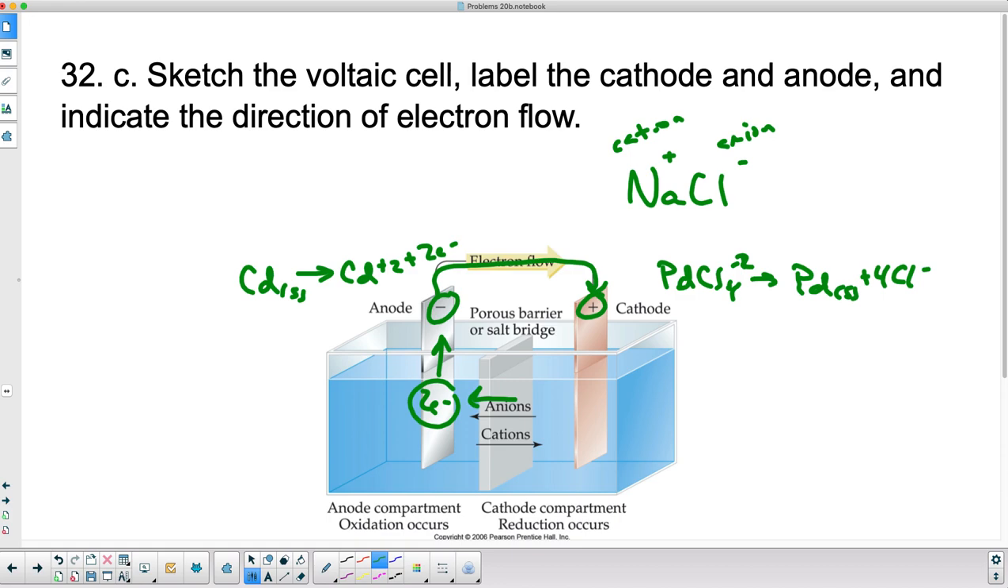This picture is in your book. Please get used to answering questions about which way the electrons flow, about what happens at the cathode, what happens at the anode, and just the basic structure of a voltaic cell. Okay.